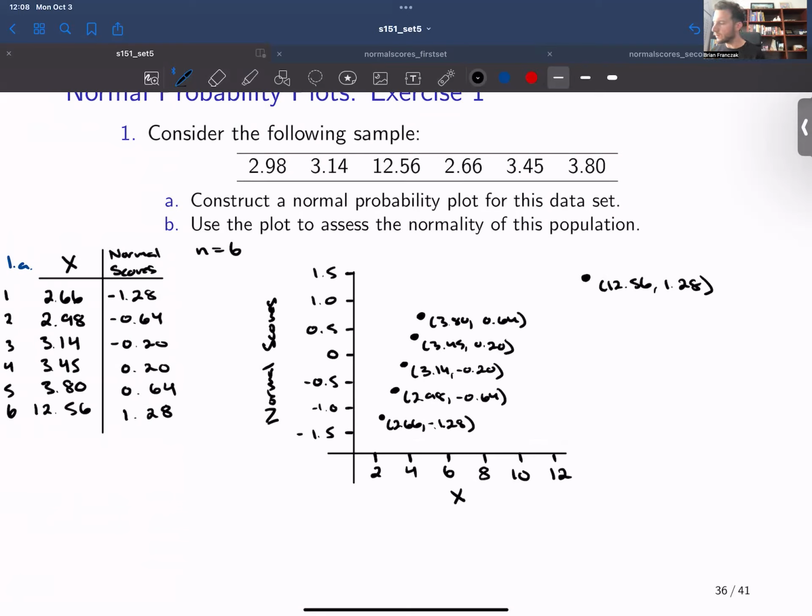Okay, so now what we're going to do is we're going to determine whether or not the observations follow a straight line pattern. So in part B, what we're asked is: is there evidence of normality for this population? Okay, so this is our normal probability plot.